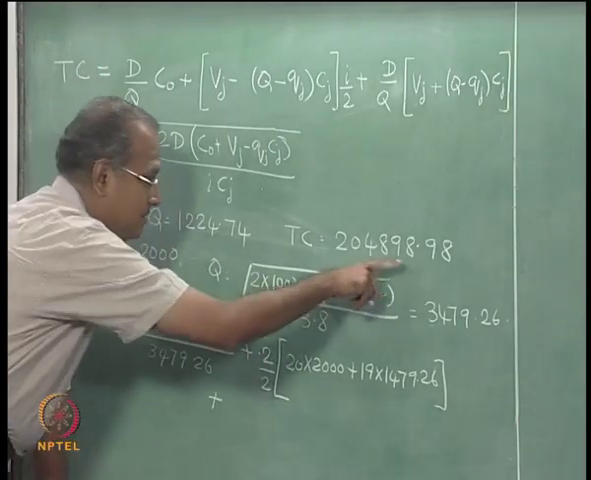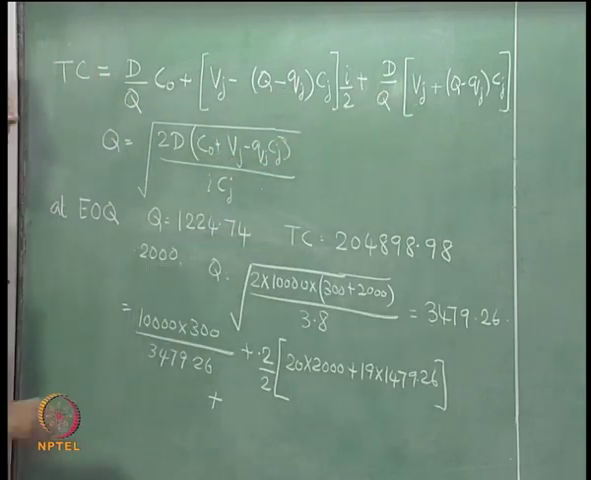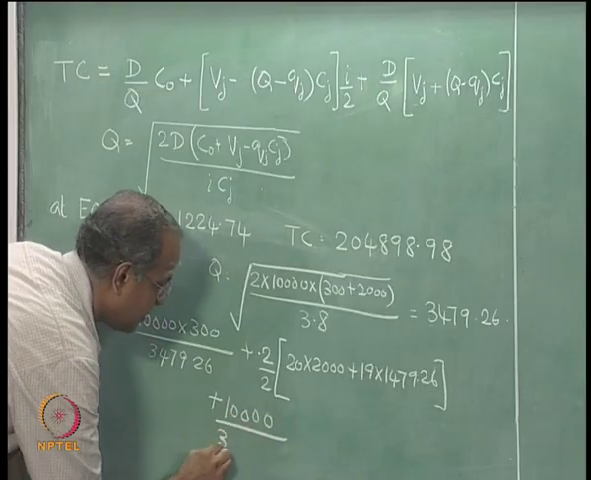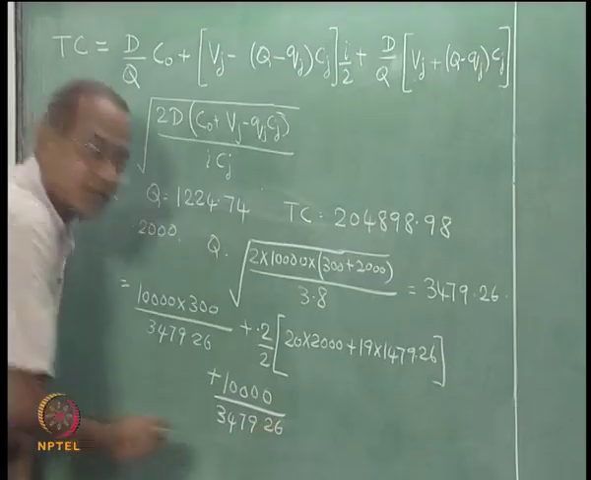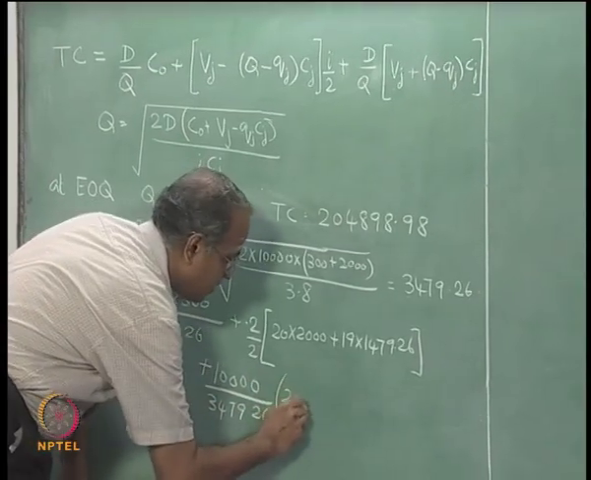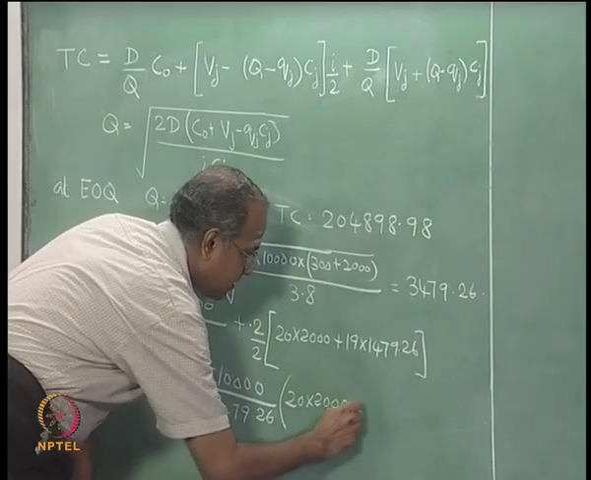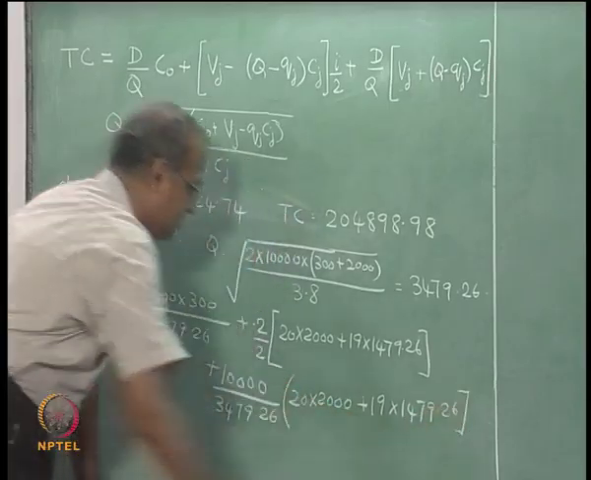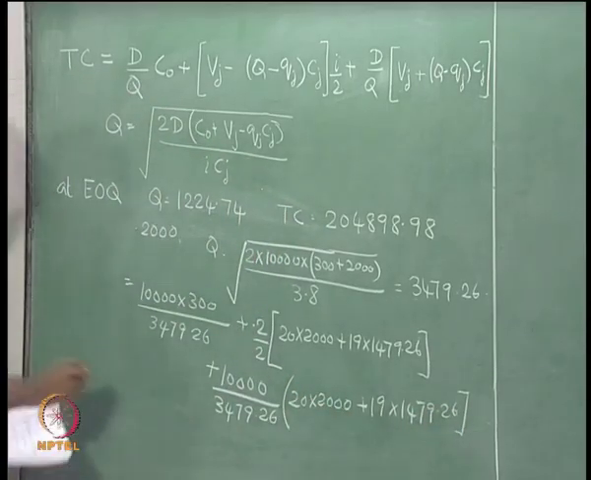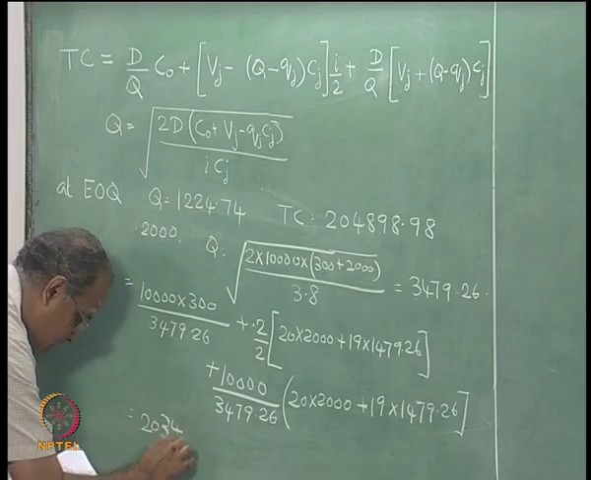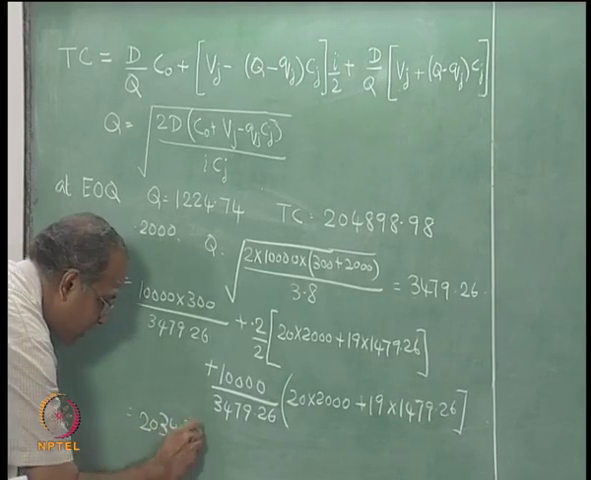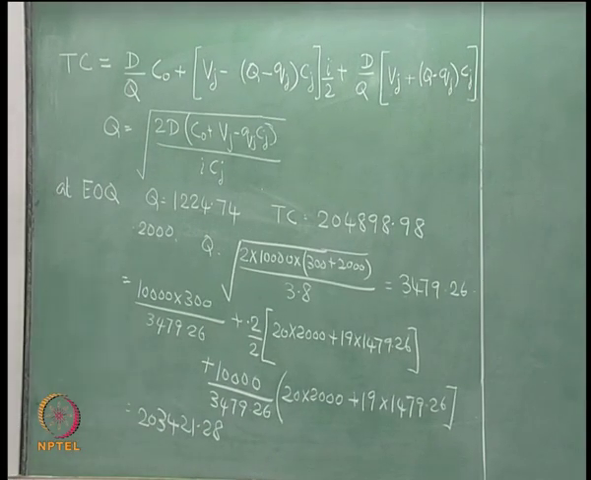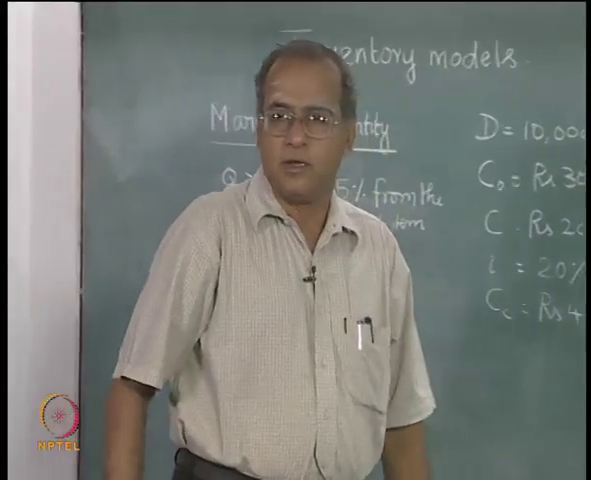Plus this money value, this will be 10,000 divided by 3479.26 into 20 into 2000 plus 19 into 1479.26, and all of these put together would give us 203421.28. We get 203421.28.